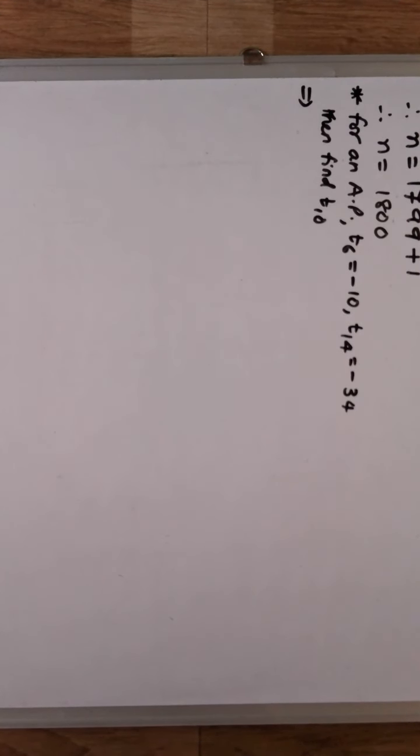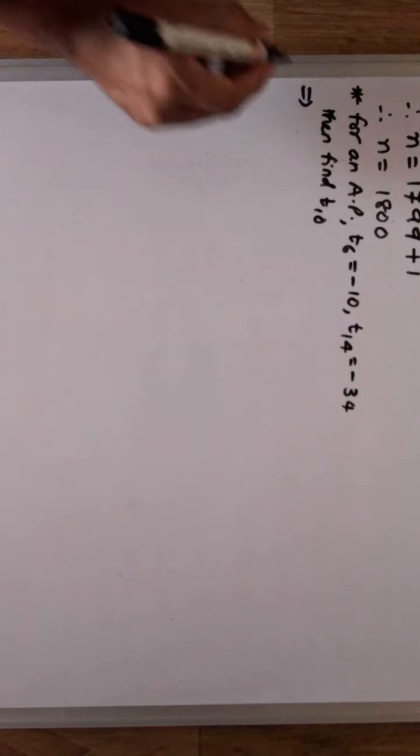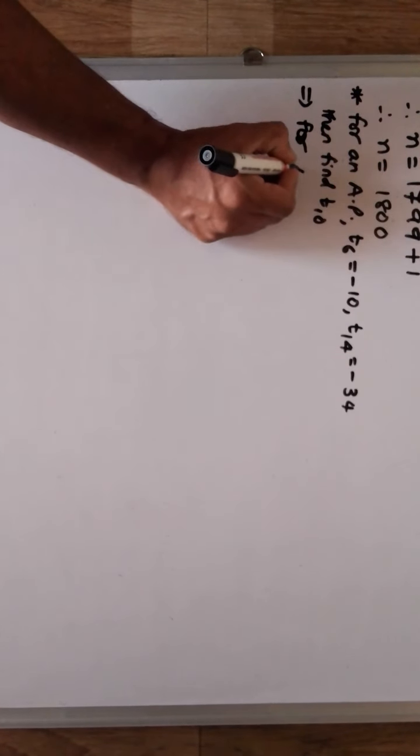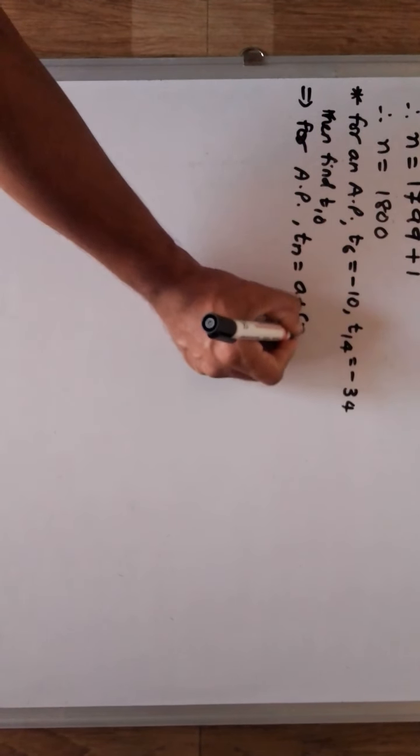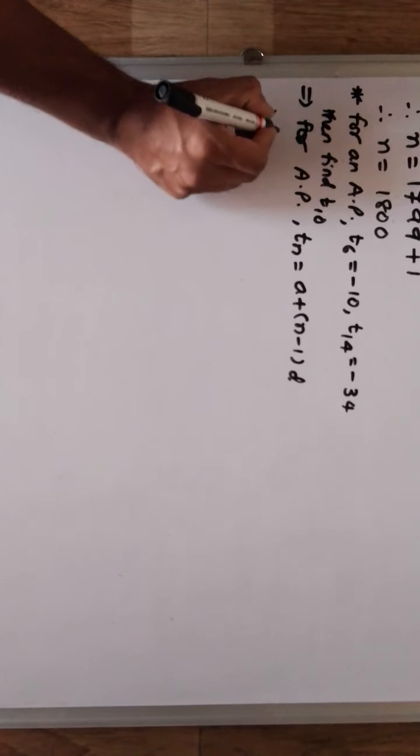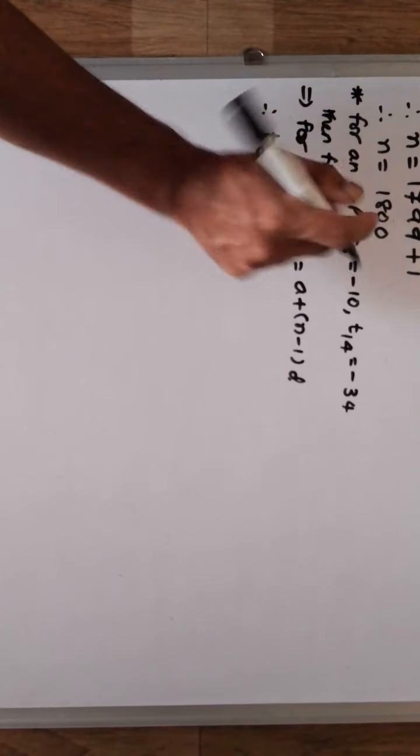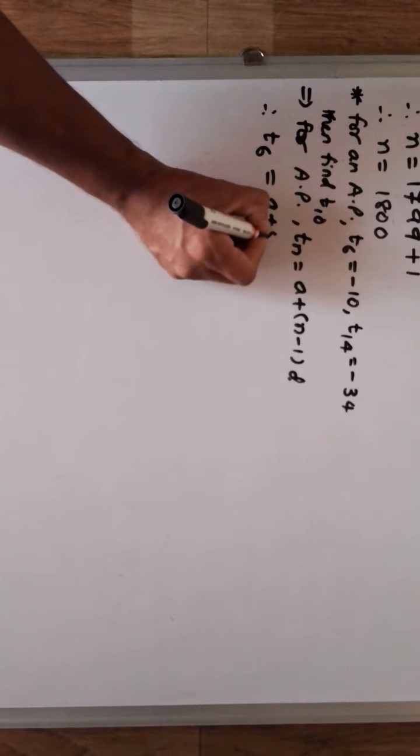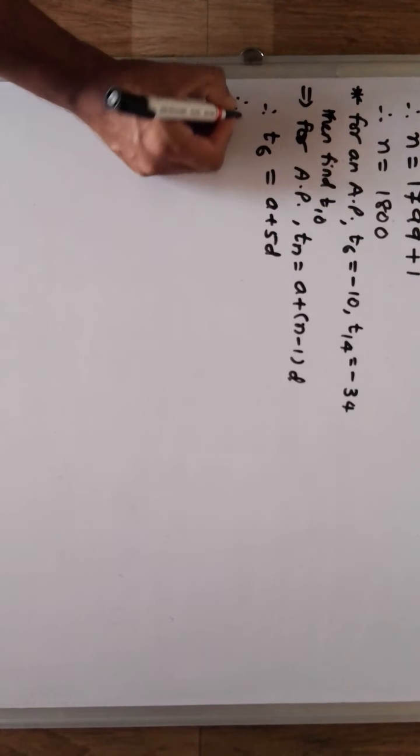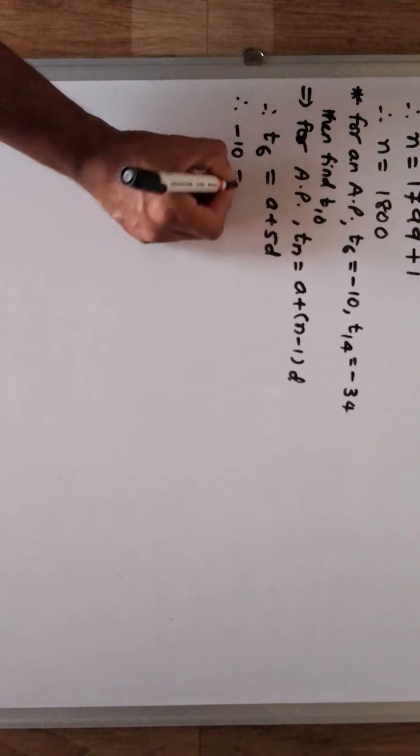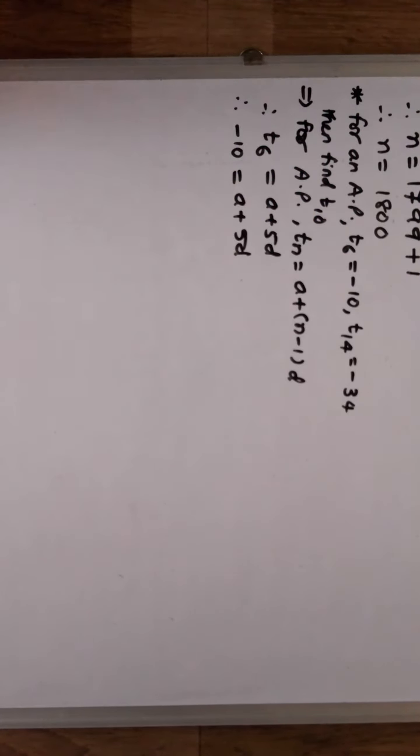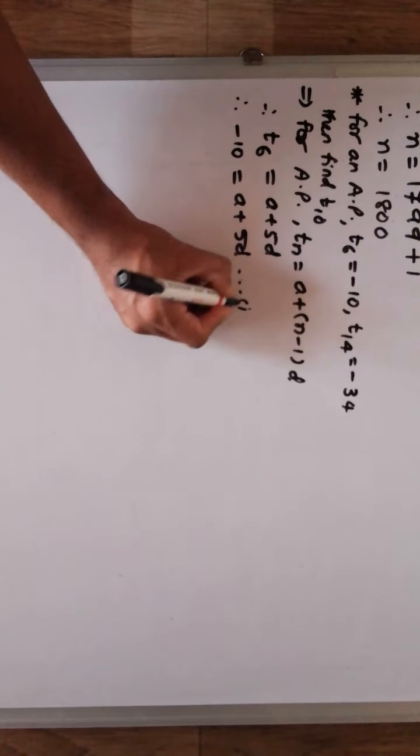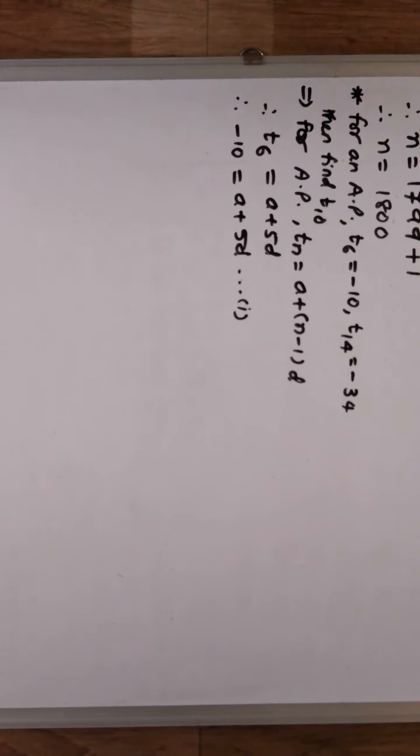Then for an AP, I know very nicely that Tn you have is A plus (n minus 1)d. So obviously term number 6 which is told will be A plus 5d, agreed? And term number 6 is minus 10, equal to A plus 5d, right? This will be your first one. Since you are doing it for the first time, you don't know what will happen.